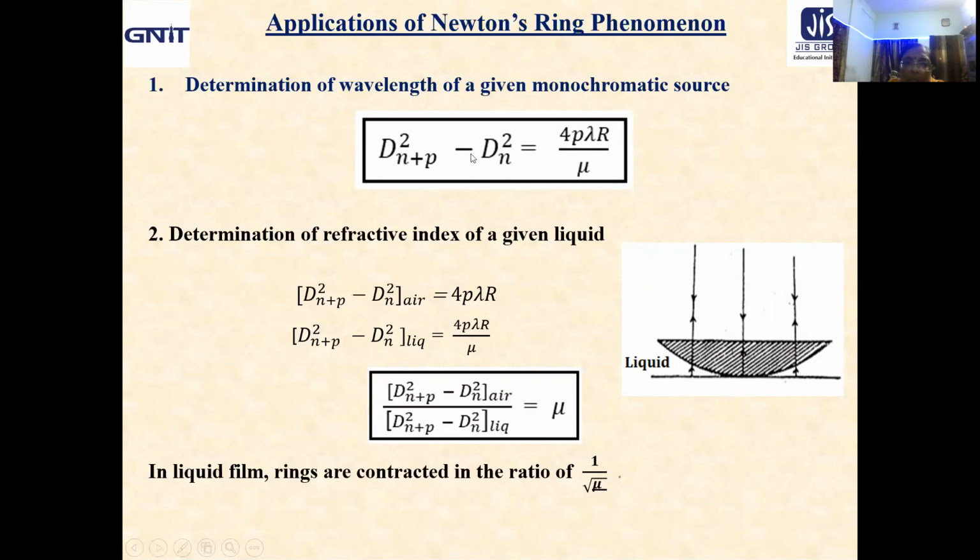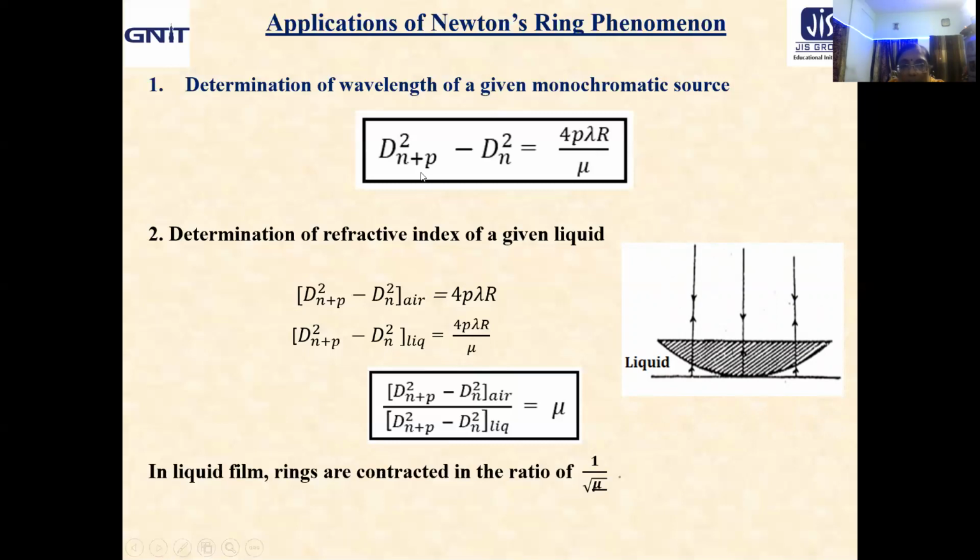That means n plus p is say 7 or 6. Everything remaining the same, that ring's diameter you also determine. So if you take their difference, what will you ultimately find out? 4p lambda R by mu, to determine lambda of a given monochromatic source.